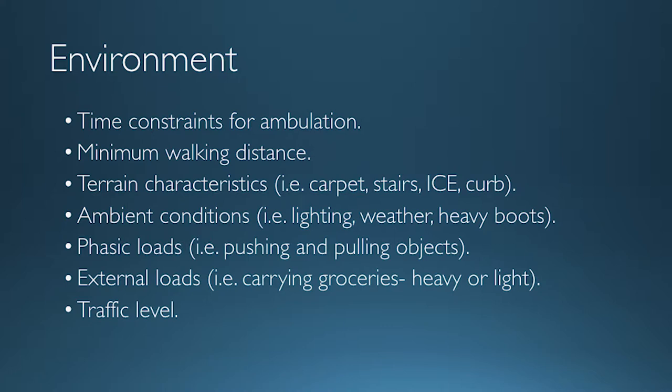Terrain characteristics, changes in terrain, carpet versus a shag carpet, or a slicker linoleum floor, ice, navigating curbs, gravel, grass, okay? Ambient conditions, and that can be lighting. So in your folders, we actually added a home safety evaluation for you to take home and take a look at what you're doing in your house. That means we take a look at lighting, and if there are any rugs on the floor that are trip hazards, fall hazards, right?